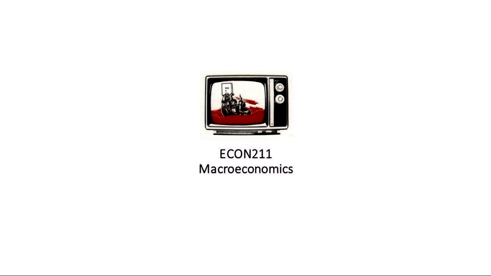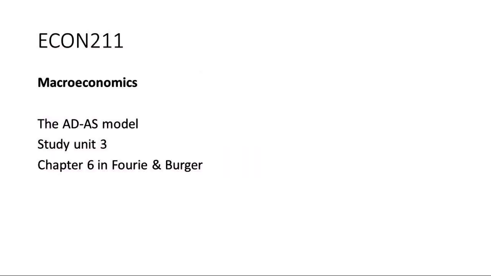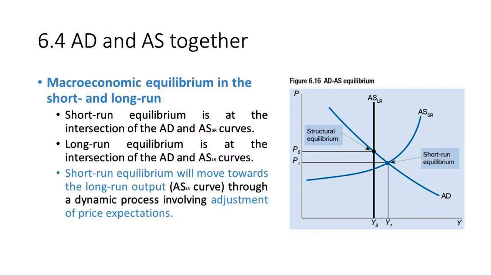You are watching Macro TV and we are busy with Study Unit 3, which is Chapter 6 in Fourie and Burger. And it's all about the ADAS model, aggregate demand and aggregate supply, the economy as a whole. Now we know that the macroeconomic equilibrium has a short run and a long run aspect.